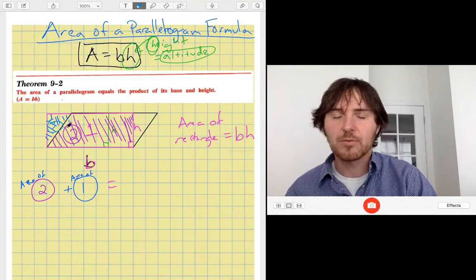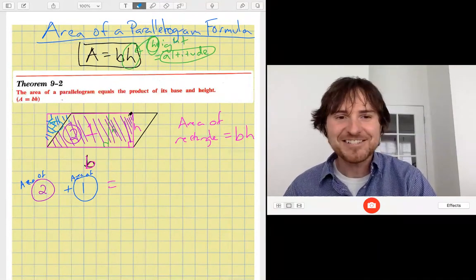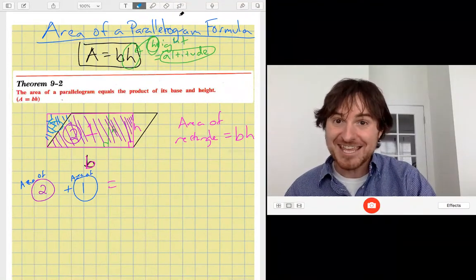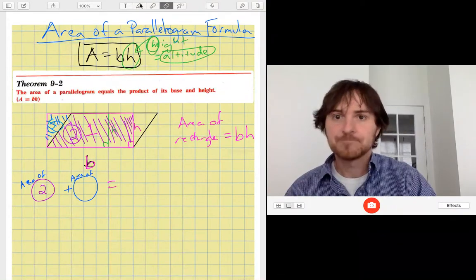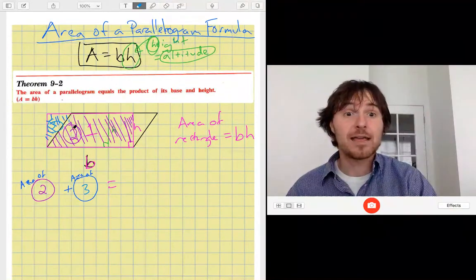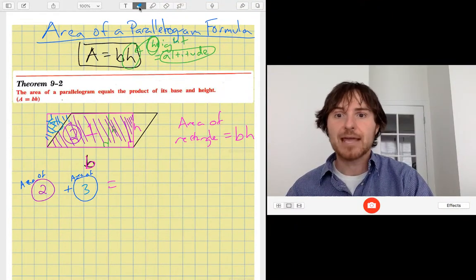Again, I'm not even really covering that with you, but you get the idea. Part plus part equals whole, and I'm talking about the rectangle right now. What is this here? Area of 2 plus area of 3 would equal this rectangle here, right? Area of 1, which you already know is BH. That equals BH.